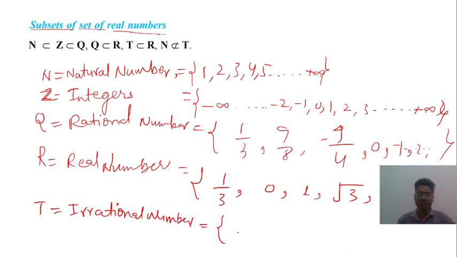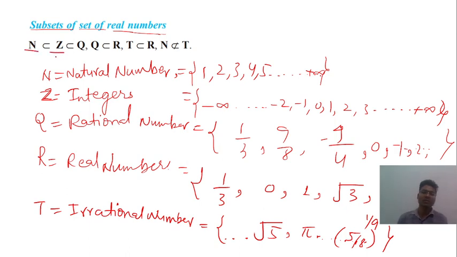Irrational numbers cannot be expressed in the form p by q. There are so many irrational numbers, such as any square root, the cube root of 5, 8 to the power 9, 1 by 9th. So from here you got the point that the natural numbers are already present in the integers. You can look at it from here.